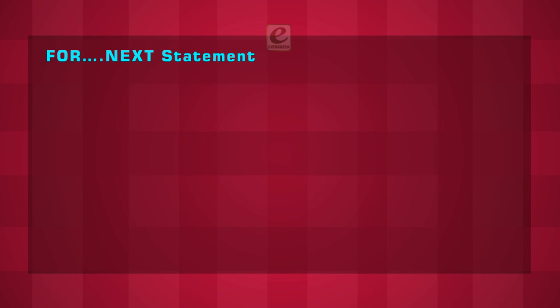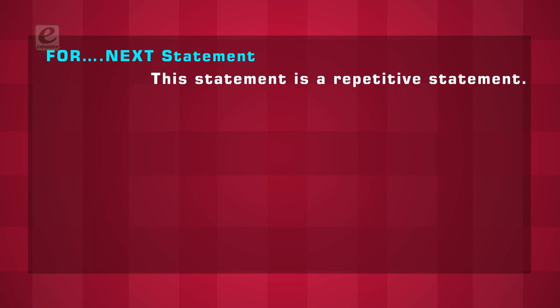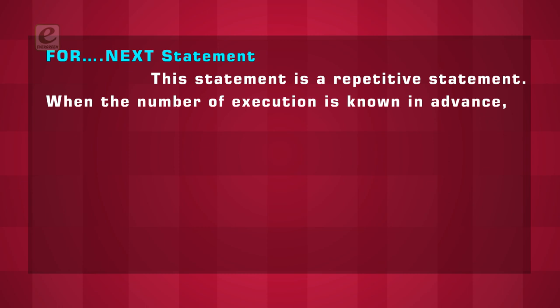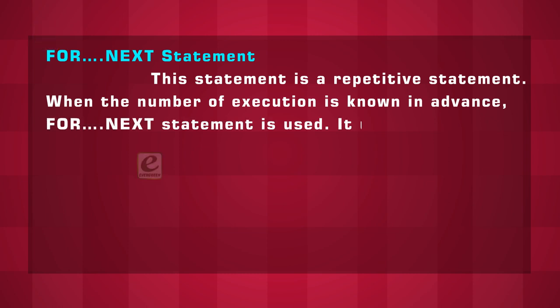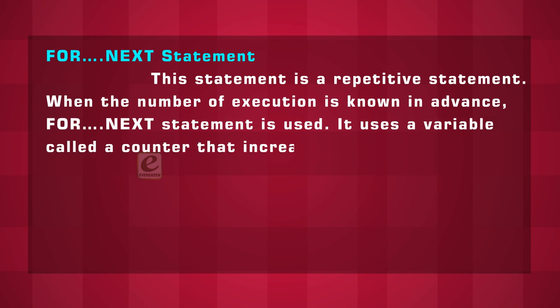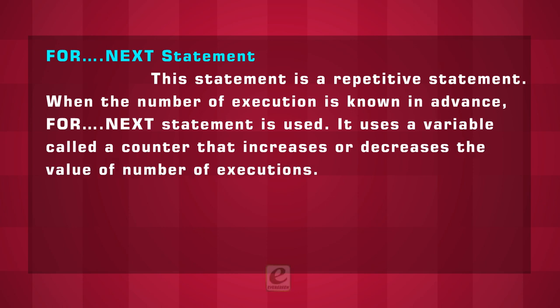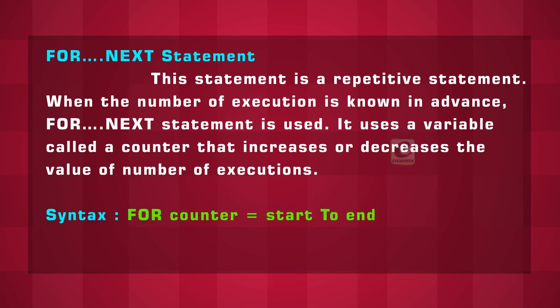For-next statement. This statement is a repetitive statement. When the number of executions is known in advance, the for-next statement is used. It uses a variable called a counter that increases or decreases the value for the number of executions. Syntax: For counter = start To end, statements, Next.